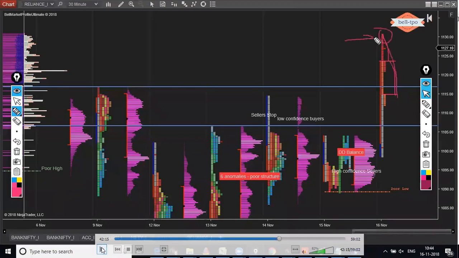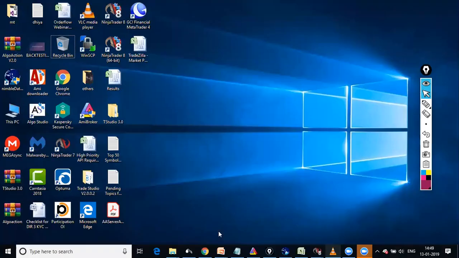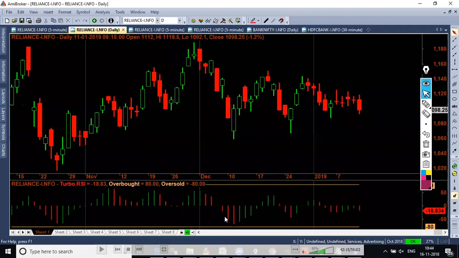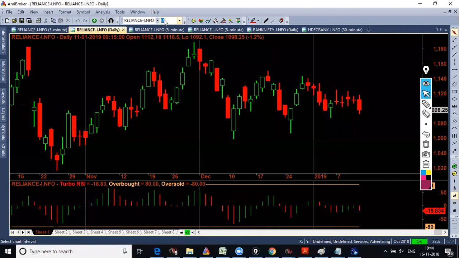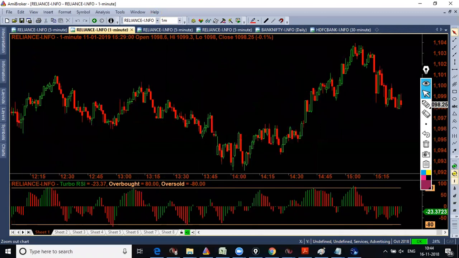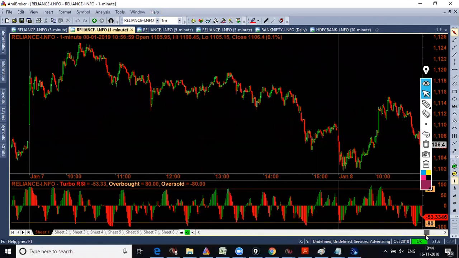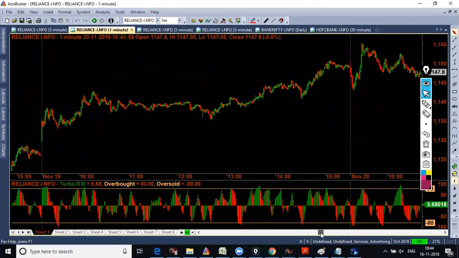Okay. Now I'll show you how the 16th November day spanned out. I'll go and show you from the candlestick charts, on the 1 minute time frame, on 16th of November. Now here is 16th of November.